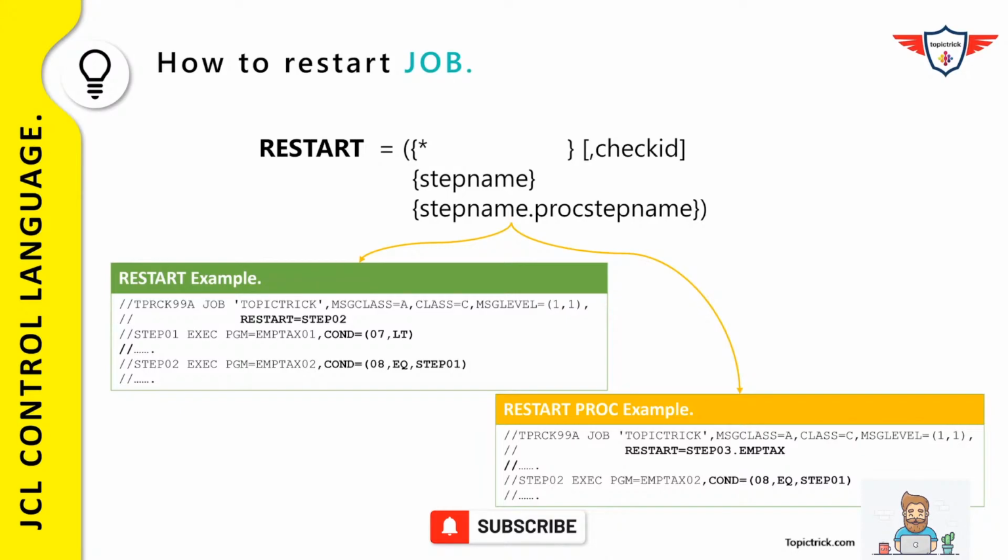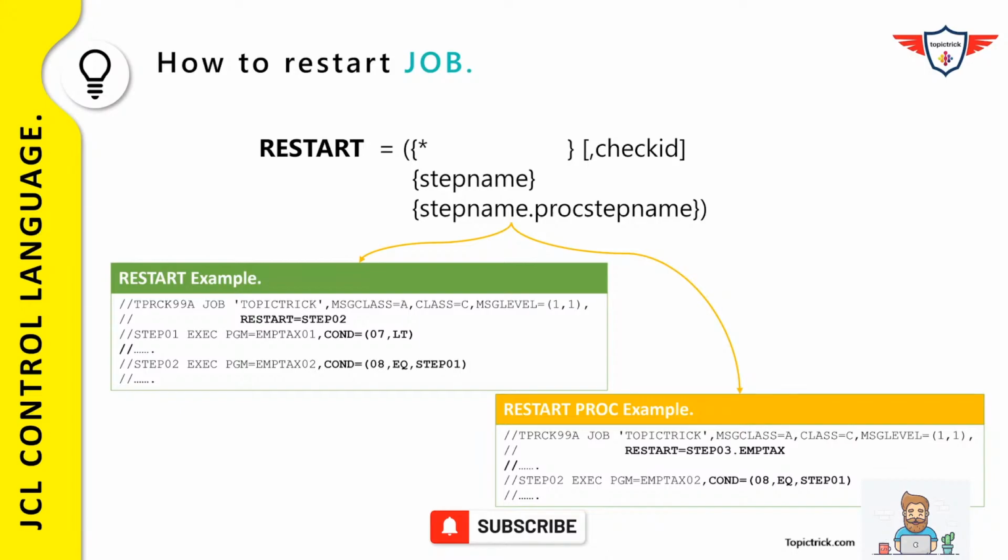So in the first example, I've used the restart parameter, that is the restart keyword followed by an equal sign, and after that I've specified the step name. So that is step 02. So actually I just want to restart my job from step 2. So you need to just specify that and you need to just resubmit your job and the job will be restarted from step 2.